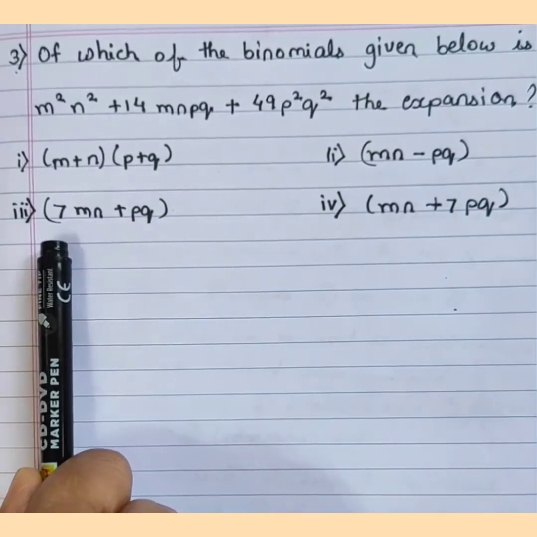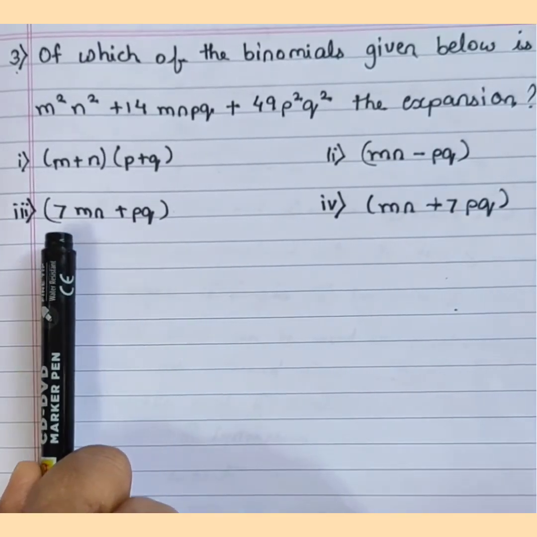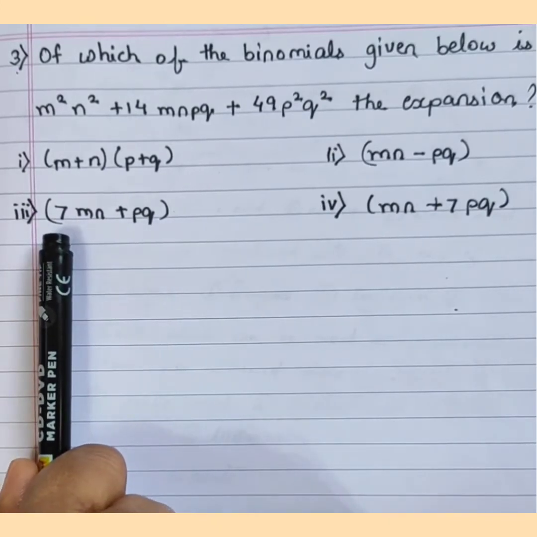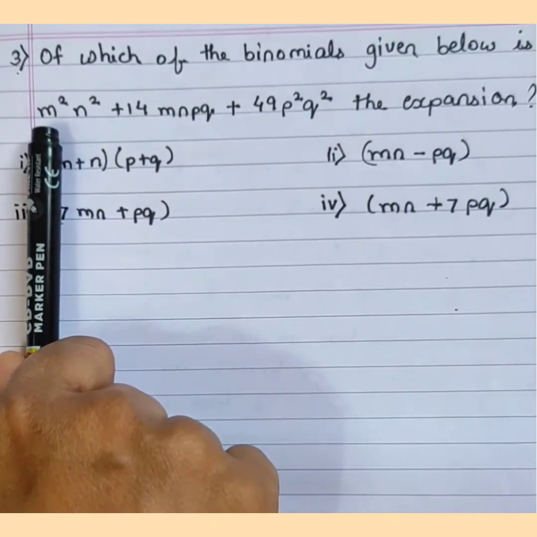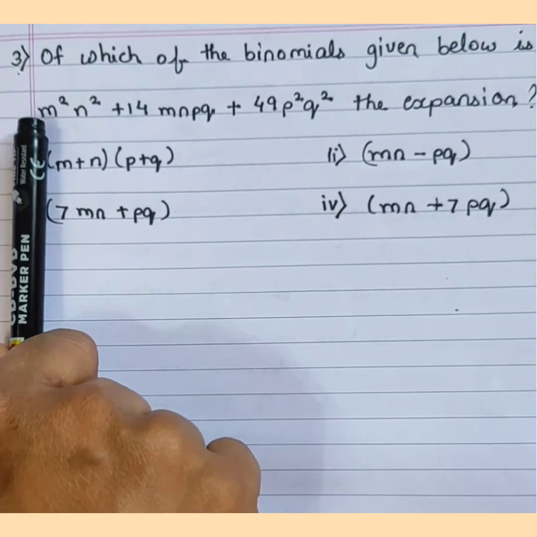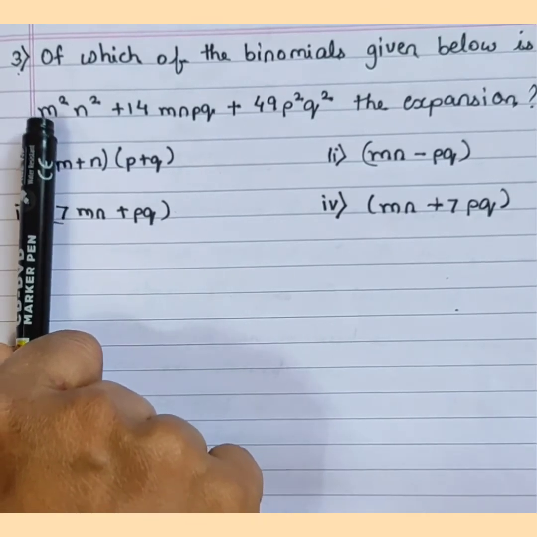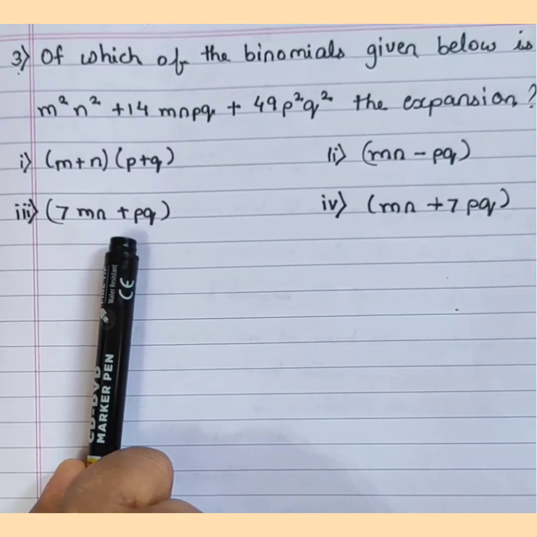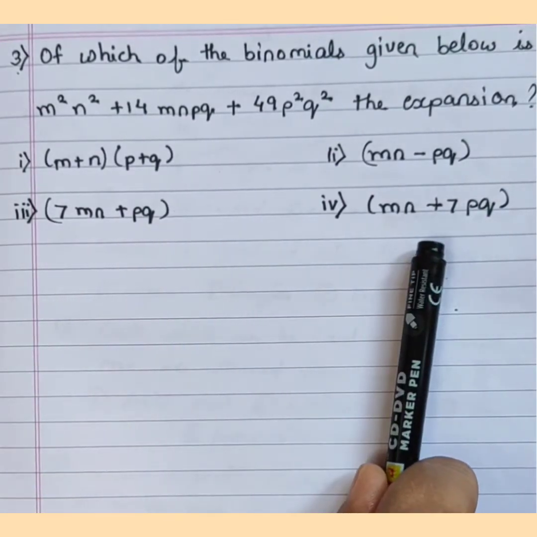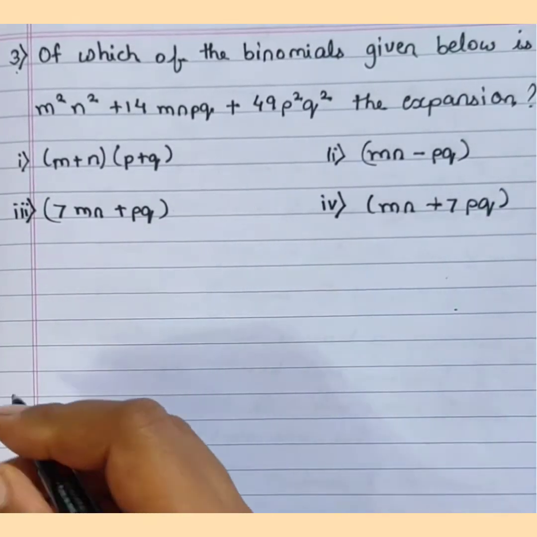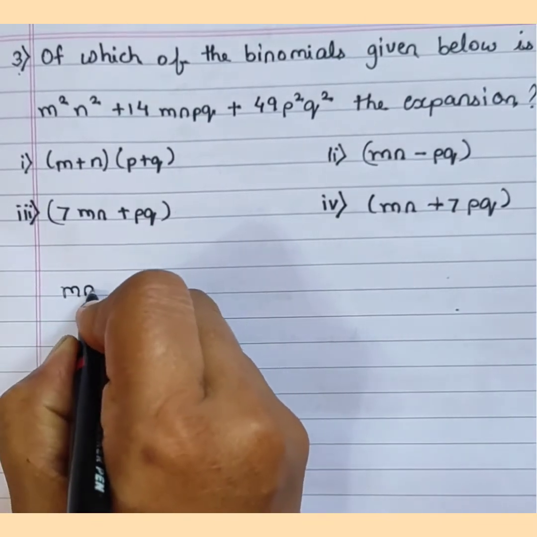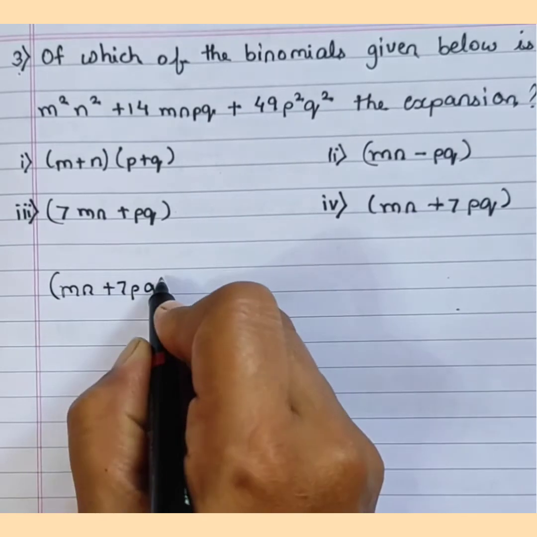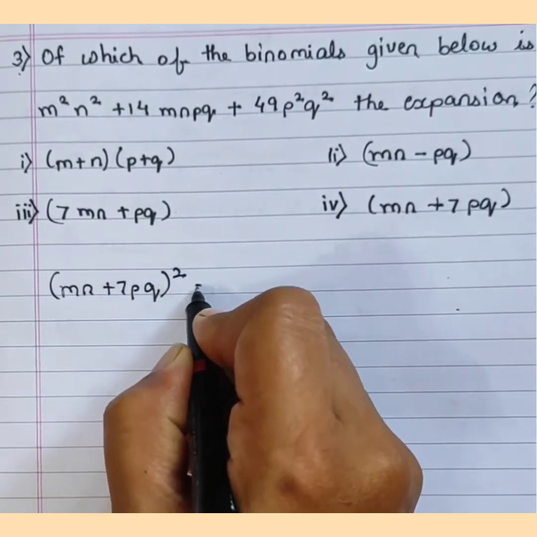If you see the third option, it is 7mn plus pq. Here it is 7, but if you see in the expansion, there is no coefficient over here. So this option is also incorrect. Now we will go for the fourth option, that is mn plus 7pq, the whole square.